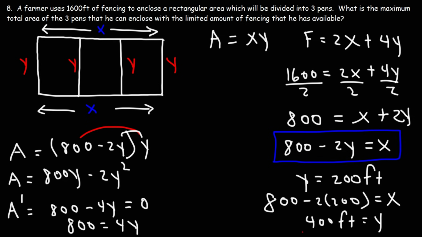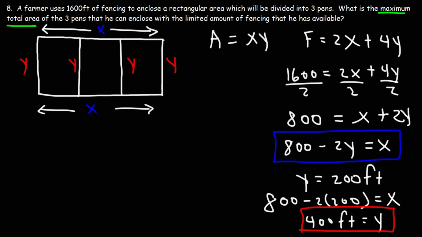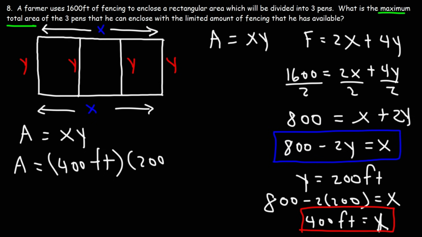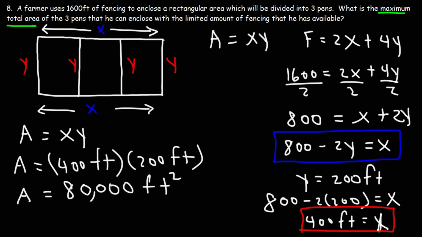So now we have the dimensions that are going to give us the maximum area. But the goal in this problem is to simply calculate that maximum area. So all we need to do at this point is multiply x by y. So x, this should be x, not y. X is 400 feet. And y is 200 feet. Now we know that 2 times 4 is 8, and then we'll add the 4 zeros. And so the total maximum area is going to be 80,000 square feet.